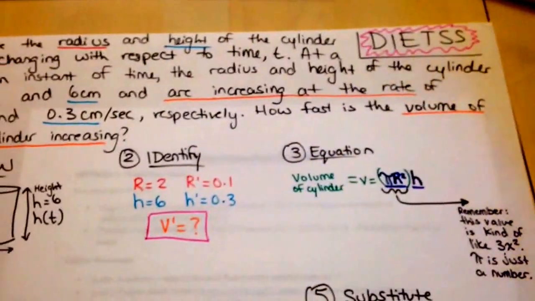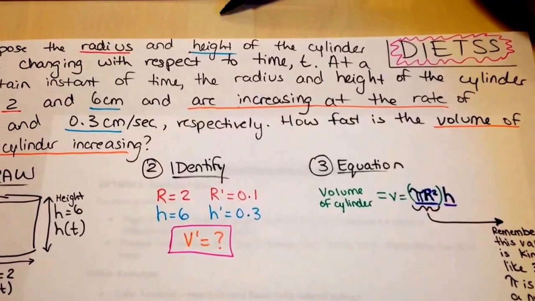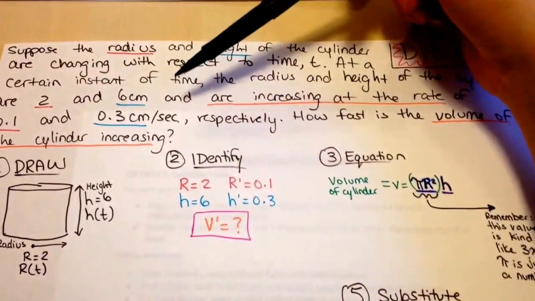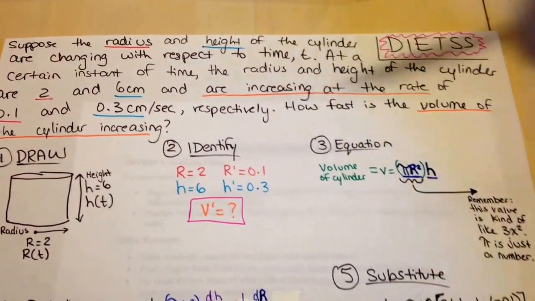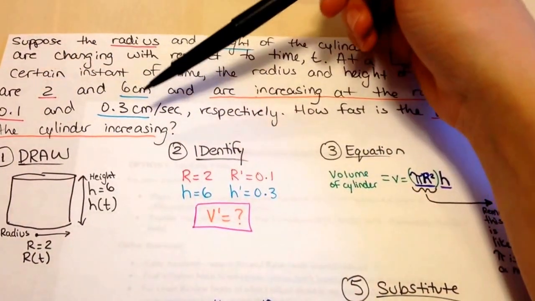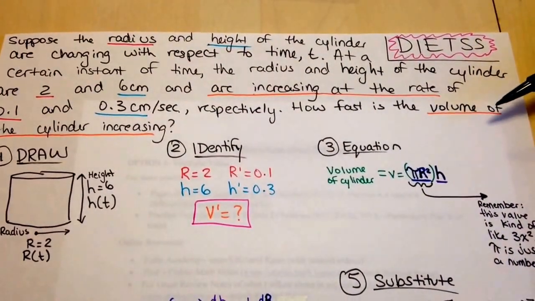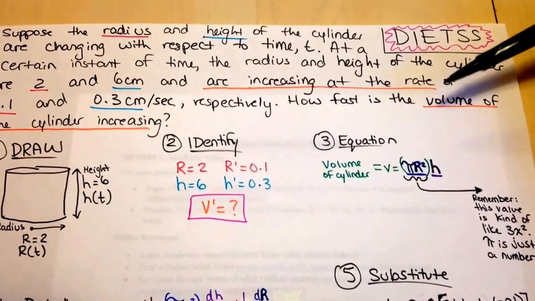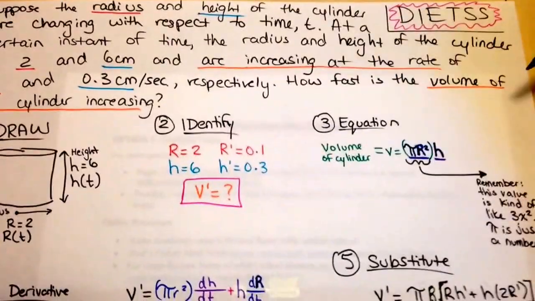So we have to pick up on some keywords here, such as radius and height. The radius is 2 and the height is 6 centimeters. And we have to take note that they are both increasing at the rate of 0.1 and 0.3 centimeters per second respectively. The question is asking us to find the volume of the cylinder. And because it's telling us that it's increasing, that means we have to find the derivative, or V prime.